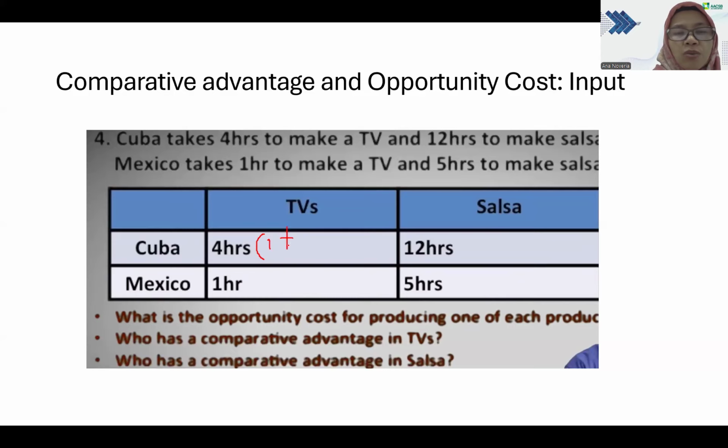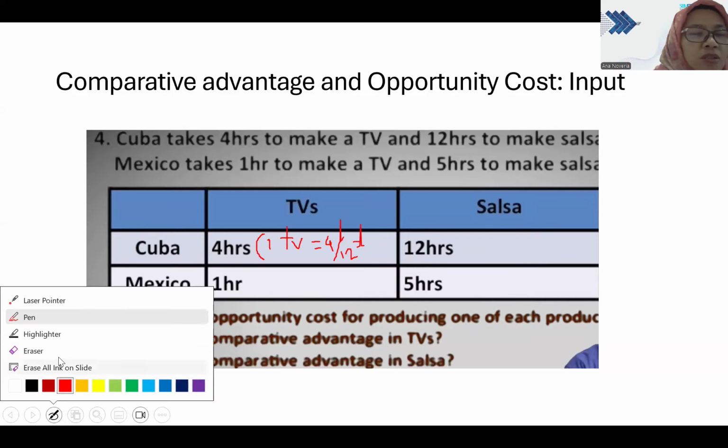Now we don't divide 12 divided by 4, because this is for one TV. So it's the opposite. We divide the 4 resources over 12, so it's going to be 1/3. So one TV is 1/3 of this. This is opportunity cost.